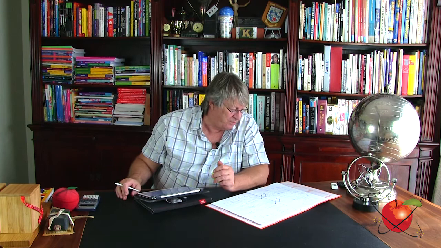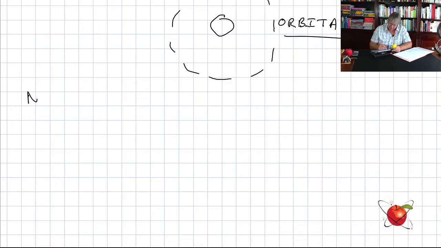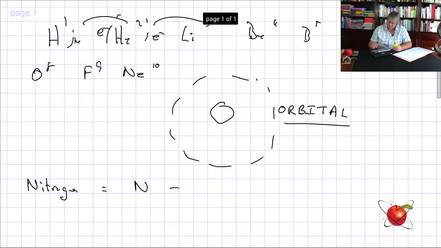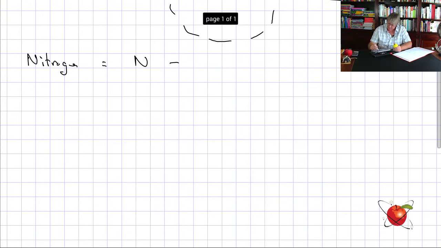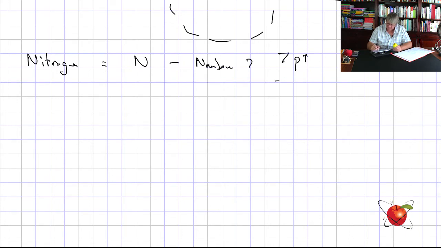Let us take, for example, nitrogen. Its symbol is N, and it is number, let's just go back and have a look, it was number 7. What does that mean? It means we've got 7 protons and 7 electrons. How do we fit these 7 electrons in?